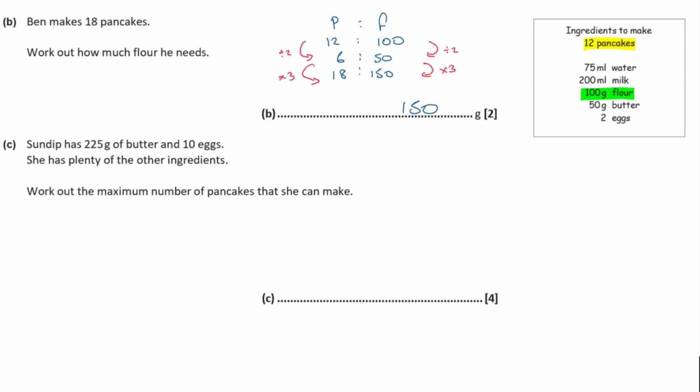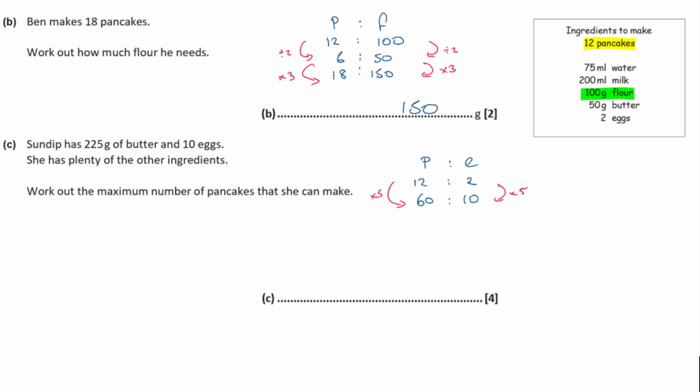So which one is going to be the limiting factor? Is she going to be more limited by the amount of butter, or is she going to be more limited by the amount of eggs? Okay, well, at the moment, we know that pancakes to eggs is 12 pancakes for 2 eggs. So if I have 10 eggs, that's 5 times as many as that, isn't it? So 5 times 12 gives me 60. So I've got enough eggs to make 60 pancakes. But that might not be the limiting factor. I might be limited on the butter. So let's just double check the butter as well.